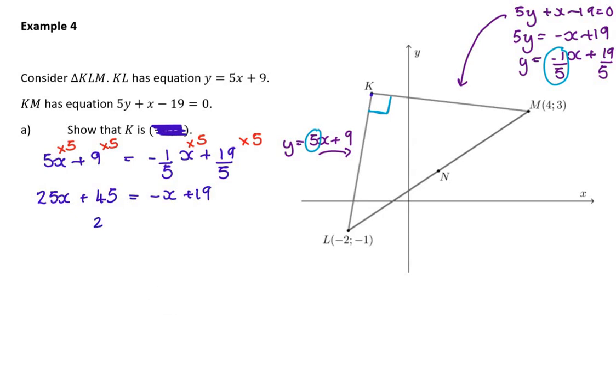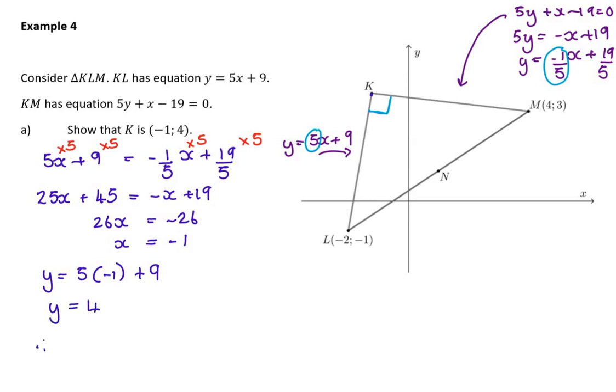If I add x to both sides, I get 26x. If I minus 45 on both sides, I get -26. And what do you know? When I divide by positive 26, I get -1, which I'm pretty sure is what I wanted. And now for y, I would put that x value into the simplest of the equations, which is the one without the fractions, and you get y is 4.